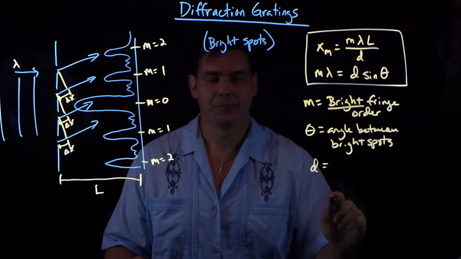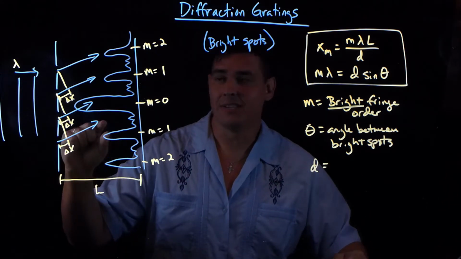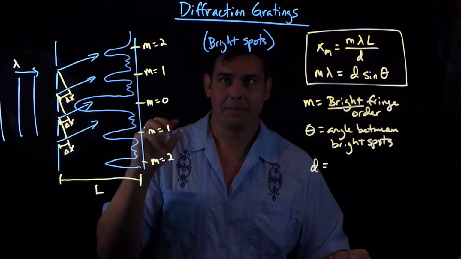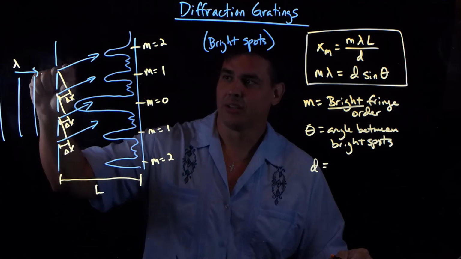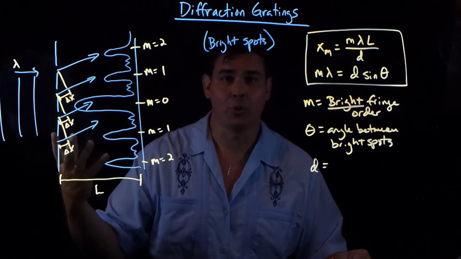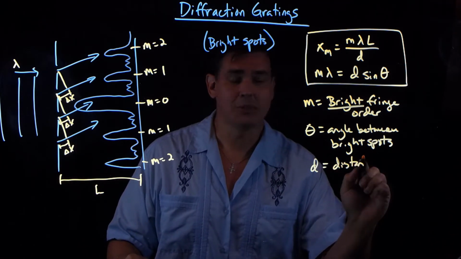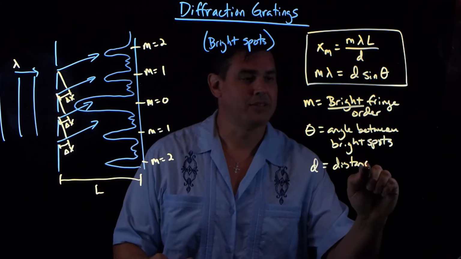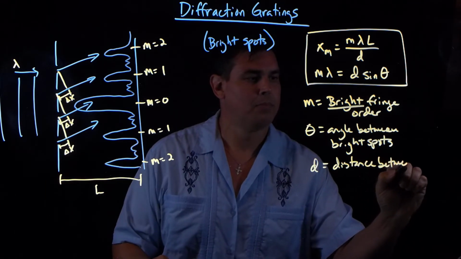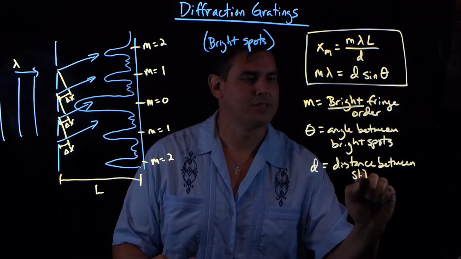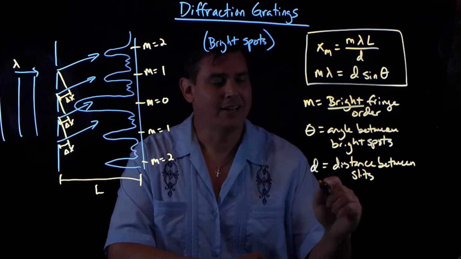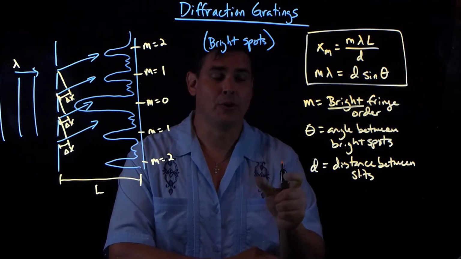and D is going to be, instead of the distance between slits, the distance between each consecutive slit, right? So there's more than one slit. So it's kind of like double slits, but there's multiple slits and each slit should have the same spacing. So it's the distance between the slits. And another number you'll see a lot is the number of lines per unit, right?